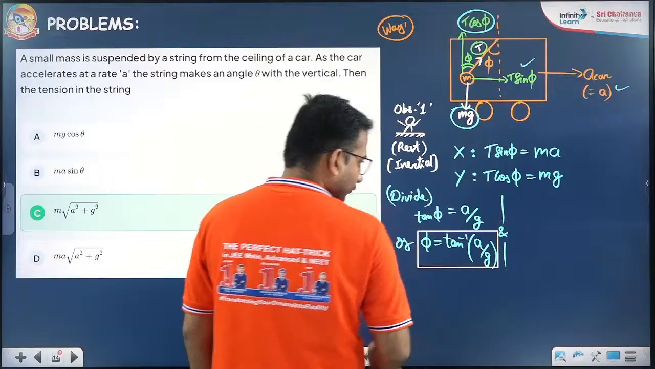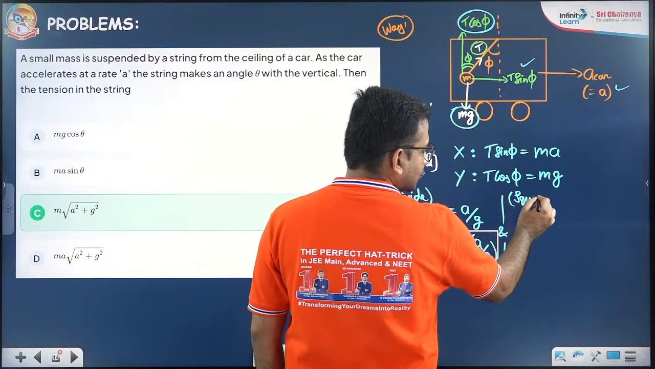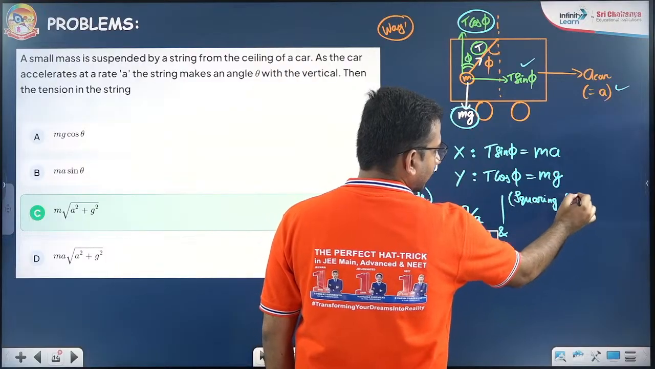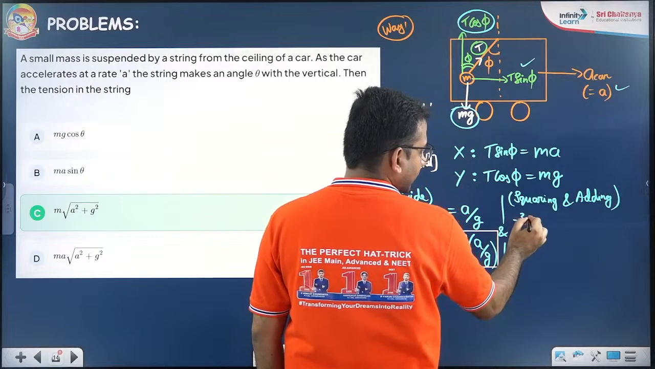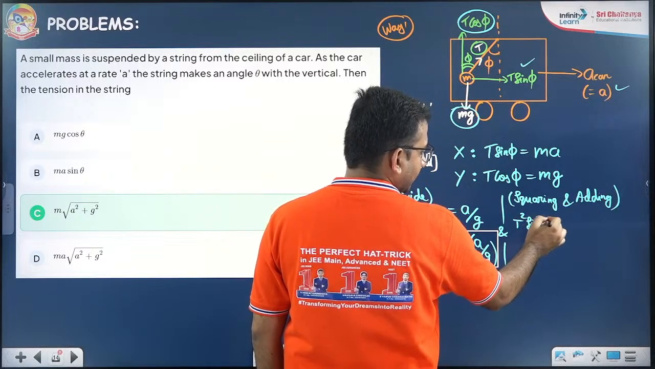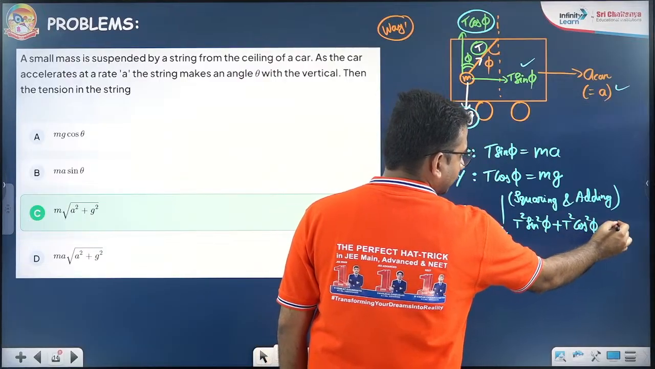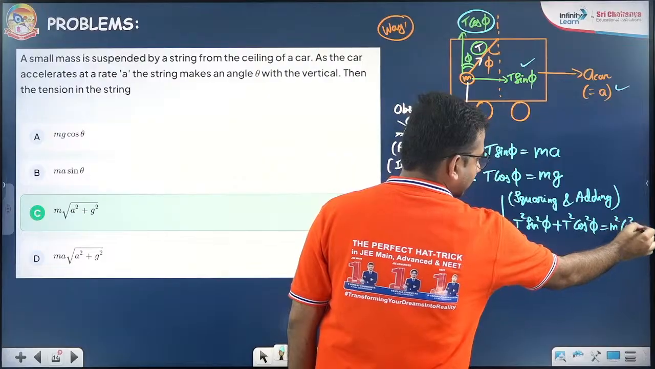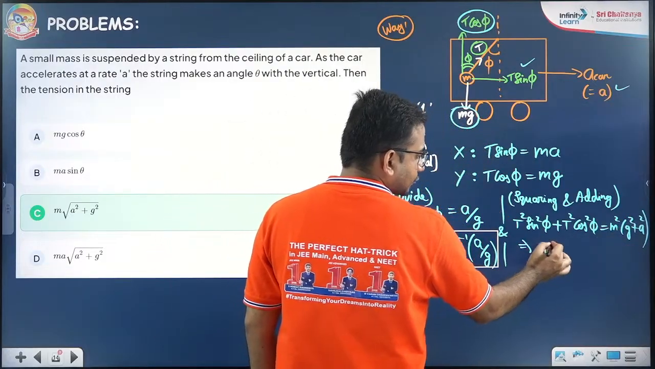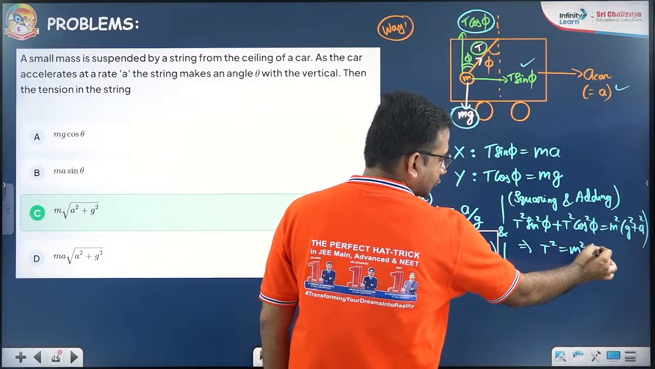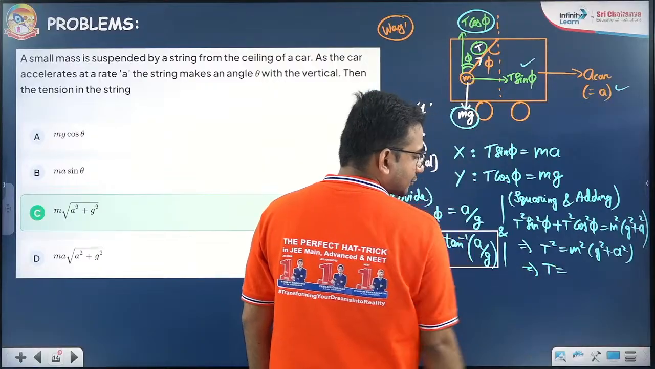But instead of dividing, if you square and add, you will get T square sine square phi plus T square cos square phi, which will be equal to m square g square plus m square a square. We all know sine square phi plus cos square phi is 1. So T square is equal to m square times g square plus a square. As a result, taking the square root on both sides, you will get the tension.